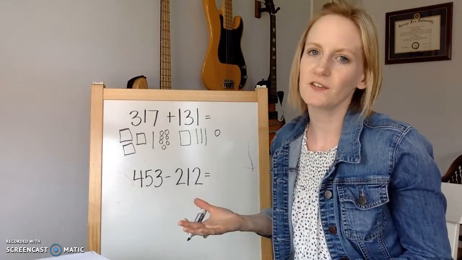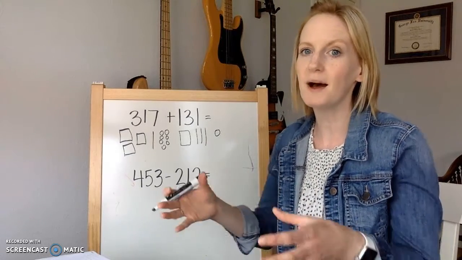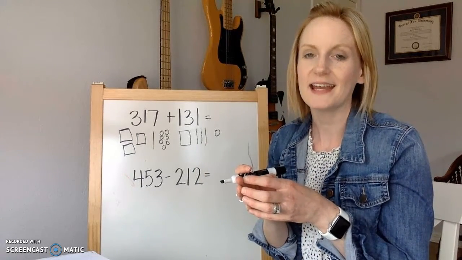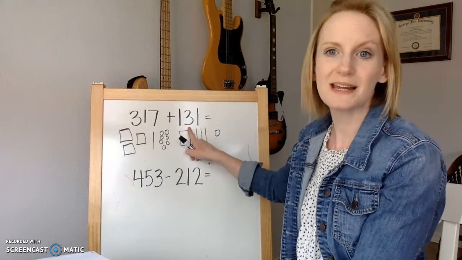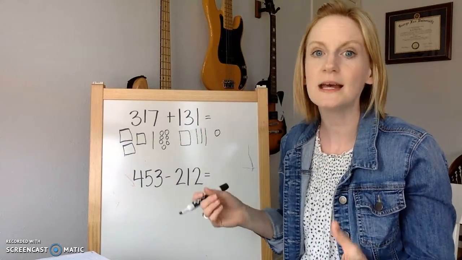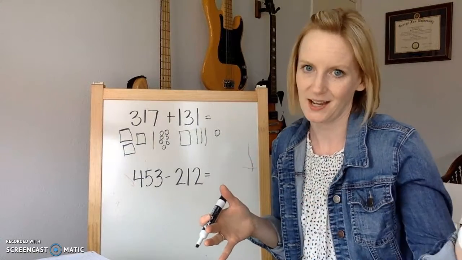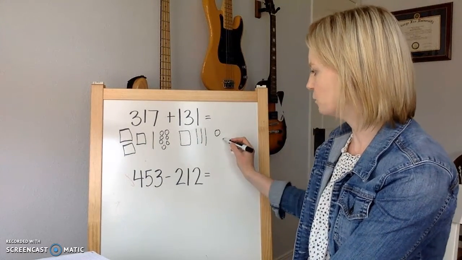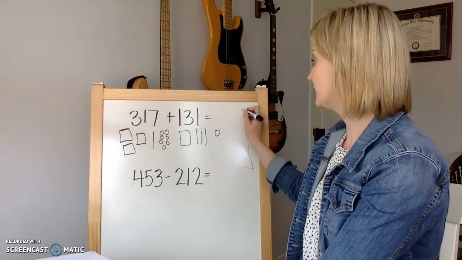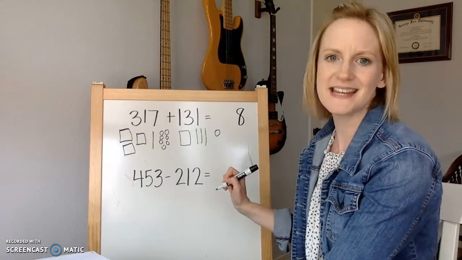The reason I want to start in the ones is that I might be able to bundle my ones into a 10. Then after the ones place, I'm going to move to my tens place. I might be able to bundle 10 tens to make a 100. All right, let's look at our ones. 7 plus 1, what's that? 8 ones. Good job. Not quite enough to bundle for a 10.